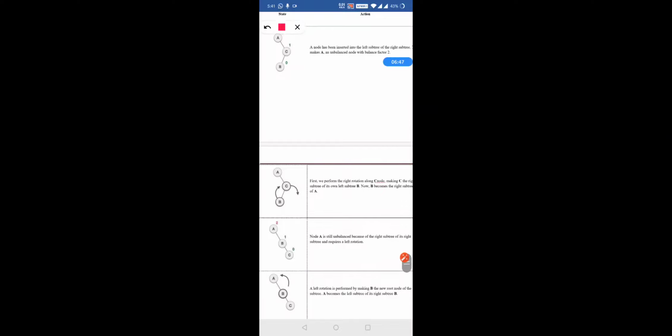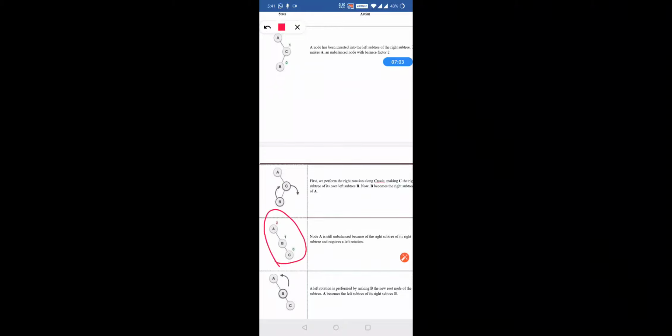Now the next is RL rotation. It is again a type of double rotation. It is a combination of a right rotation followed by a left rotation. Now we can see this particular tree where A is your unbalanced node. We can see with the balance factor 2, A is our unbalanced node. So we can do the swapping in such a way that B will go over here and C will come over here. So we will perform the right rotation so that C will be at the bottom level and B will be at the intermediate level.